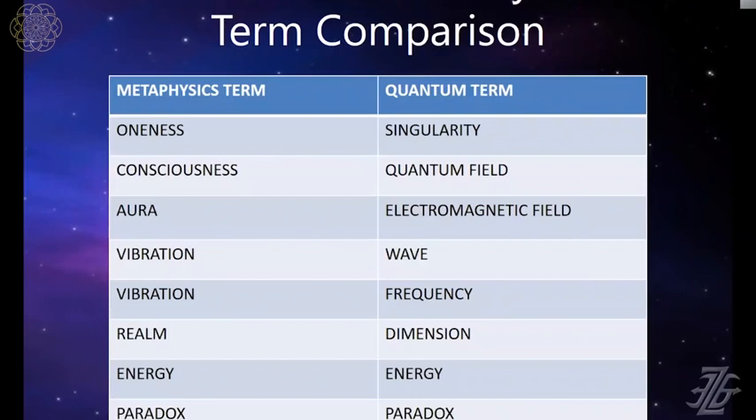While I was doing this presentation, which I created just over a year ago, I was contemplating for quite some time the different terms in quantum physics and the different terms in metaphysics and seeing which ones are the same. And I came up with this graph that I created here that kind of shows you the similarities. So in quantum physics, for example, you have singularity. So what is a singularity? The singularity is the single point within the void, the black hole.